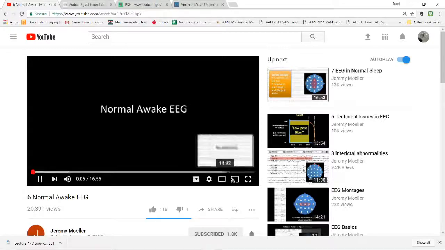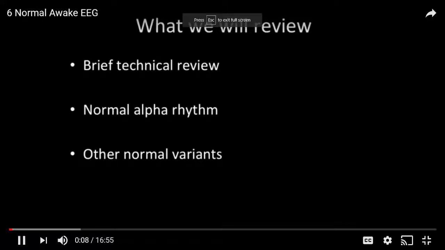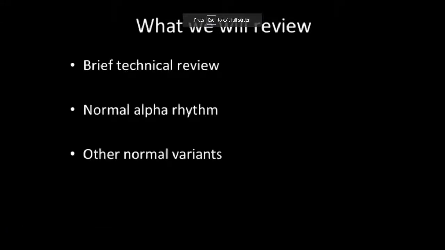of interpretation of normal awake EEG. Specifically, we will briefly review some of the technical aspects that are important for the recording of routine EEG. We will also review some of the elements of a normal alpha rhythm, and we will briefly review some other normal variants.